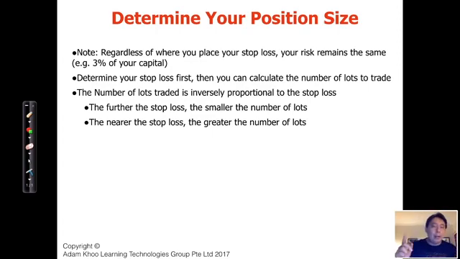Okay? So depending on the strategy and the specific candlestick pattern of that trade, stop loss is placed at different distances, usually below the previous low of the candle. So you always determine your stop loss first. Then you calculate the number of lots to trade to keep your risk consistent. The number of lots traded is inversely proportional to the stop loss. In other words, the further your stop loss, the smaller the number of lots you trade. The nearer the stop loss, the greater the number of lots you trade, with the risk always being the same.